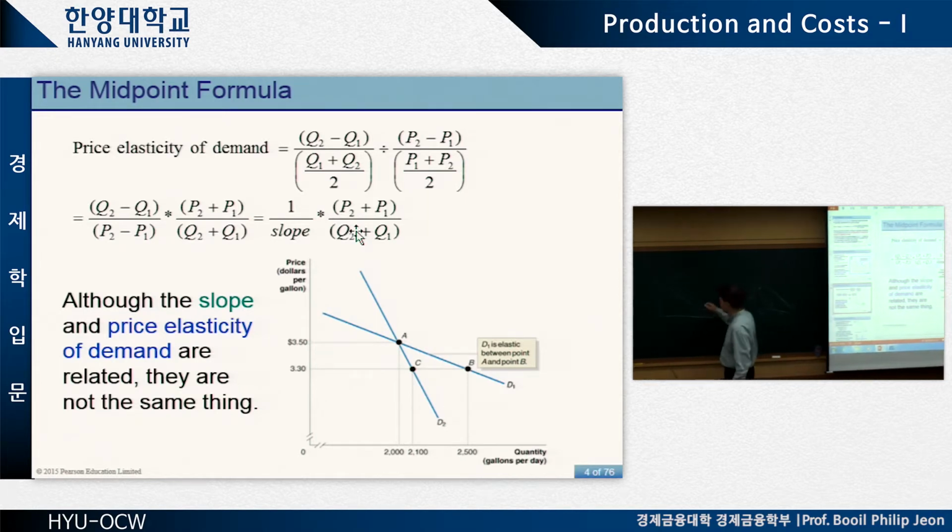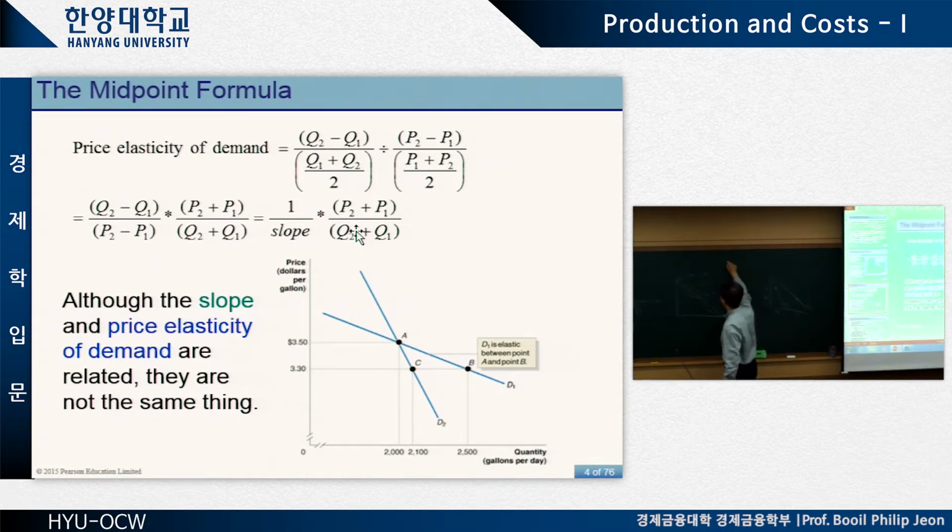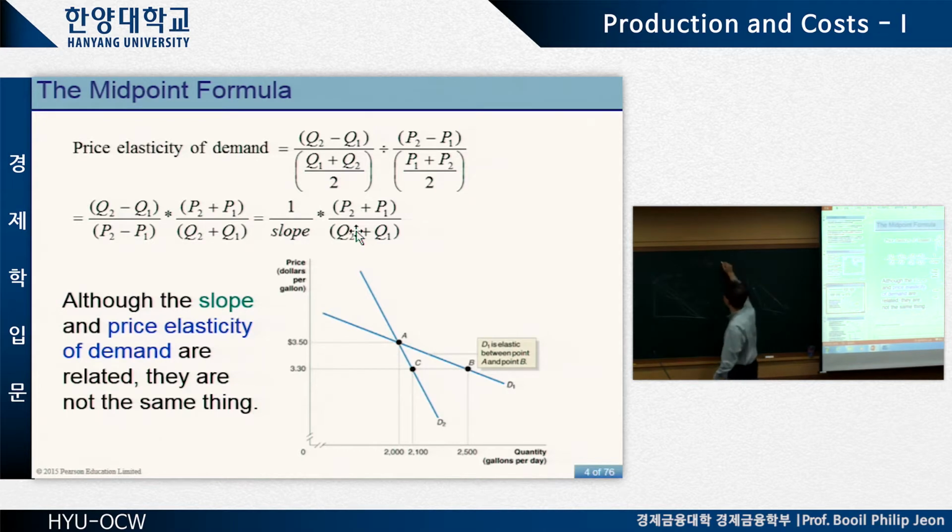So elasticity is 1 over slope times P1 plus P2 over Q1 plus Q2.